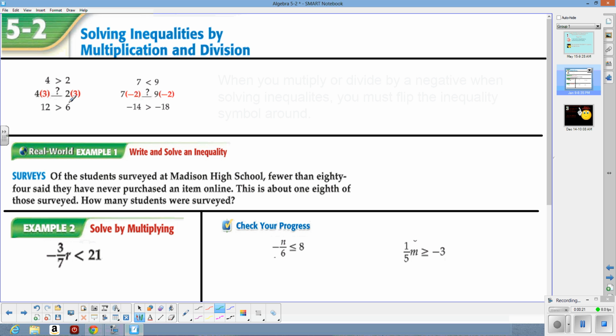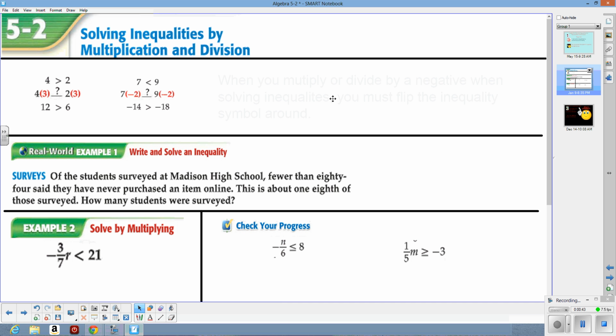Now if I take the inequality 7 is less than 9 and multiply both sides by a negative 2, I end up with a negative 14 and a negative 18. But the symbol is going to need to be flipped around because negative 14 is actually greater than negative 18, because it is further to the right on a number line.